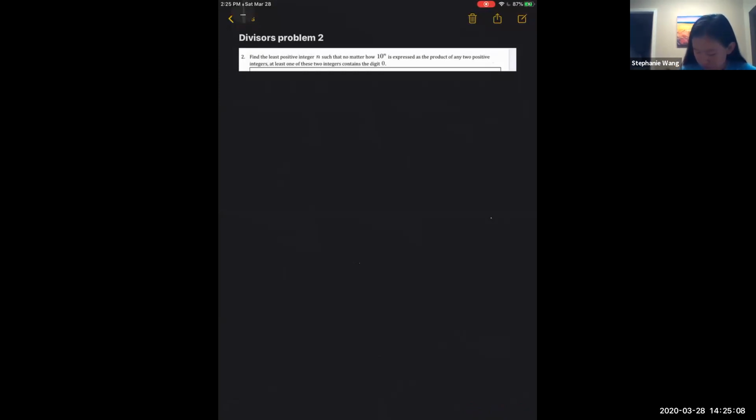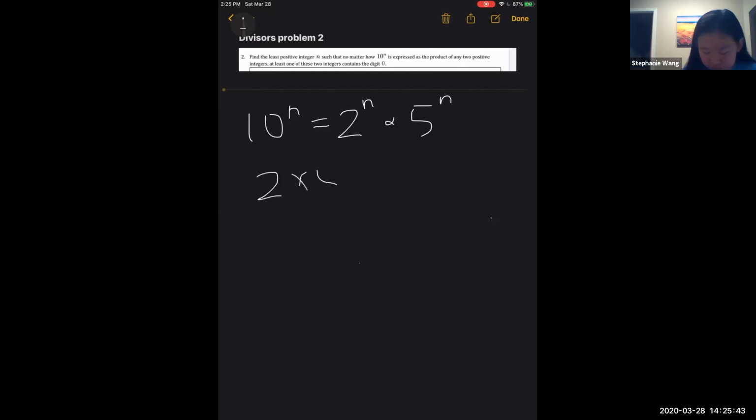All right, so it's saying we have to somehow express 10 to the power of n as the product of 2 positive integers, and none of these 2 integers contain the digit 0. So we can factorize 10 to the power of n as 2 to the power of n times 5 to the power of n. And we know that as long as we multiply a 2 and a 5 together, we'll get something that has a 0 in it. Even if we multiply 2 and 5 together, we'll get 10. That's pretty much common sense.